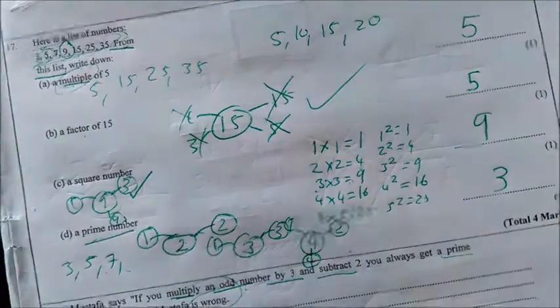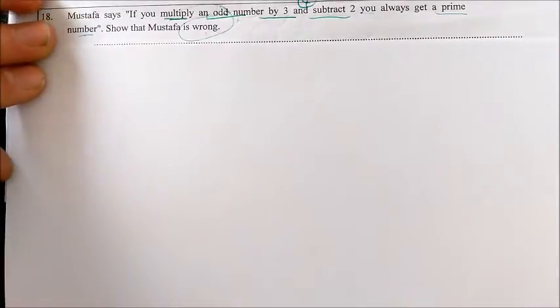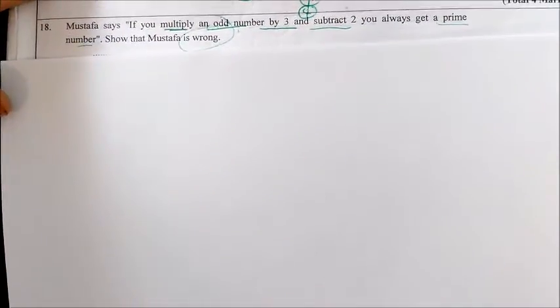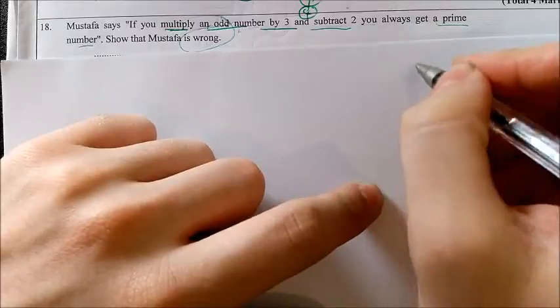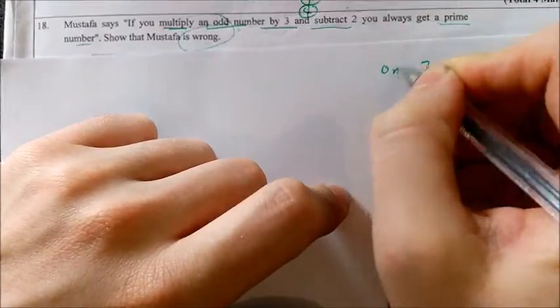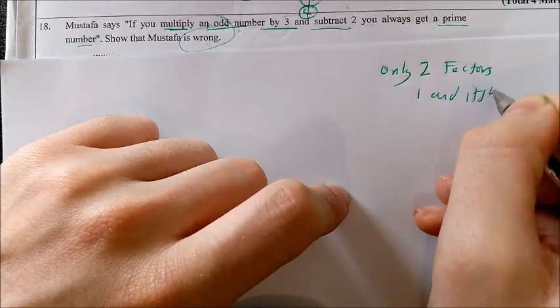Good. Then I'm going to go down to question 18. Mustafa says if you multiply an odd number by 3 and subtract 2, you will always get a prime number. Well, the first thing to do is to think about the vocab in the question. So prime number means a number which has only 2 factors, 1 and itself.